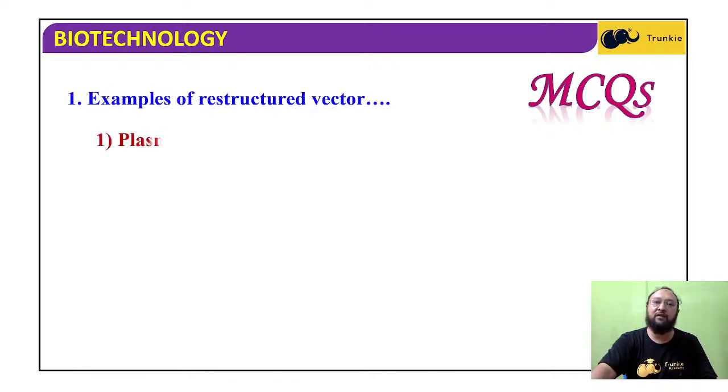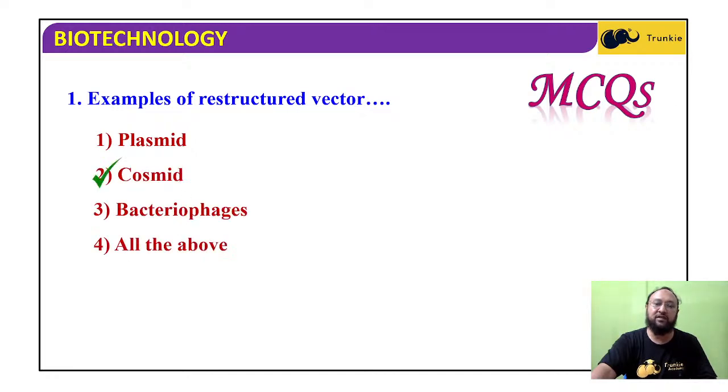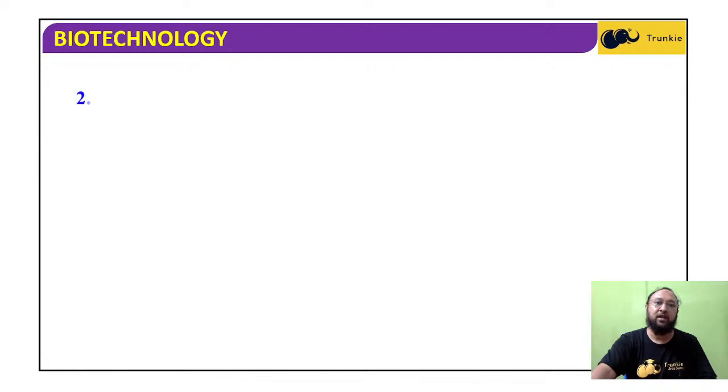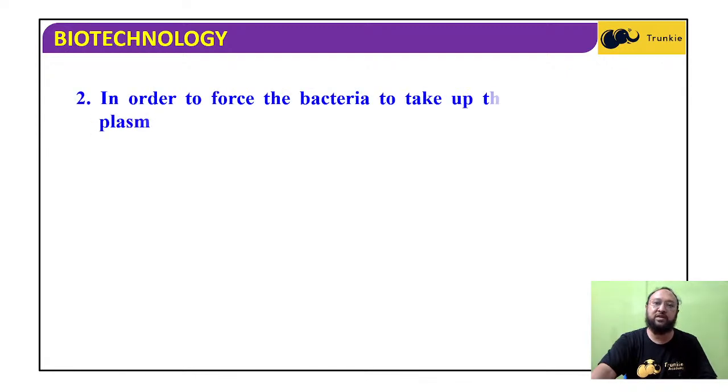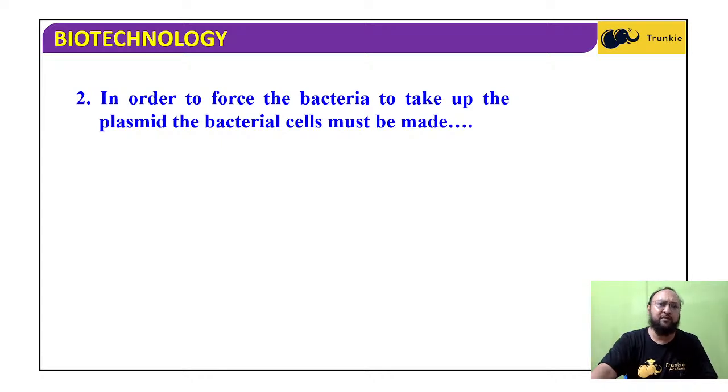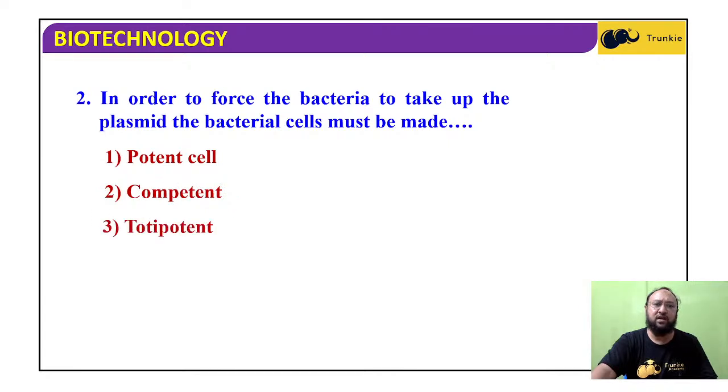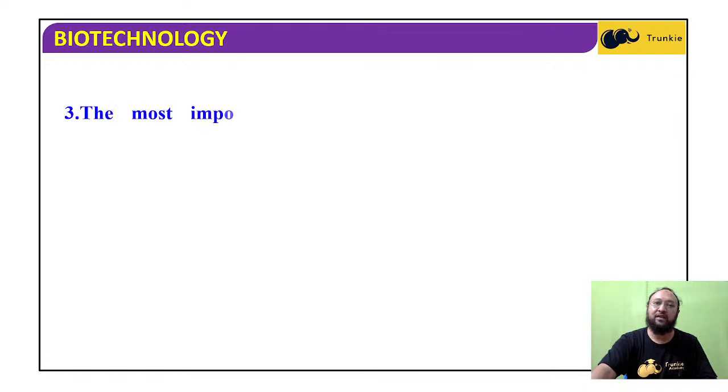Now, examples of cloning vectors are the plasmid, cosmid, and bacteriophages. In order to force the bacteria to take up the plasmid, the bacterial cell must be competent, which we have already studied.